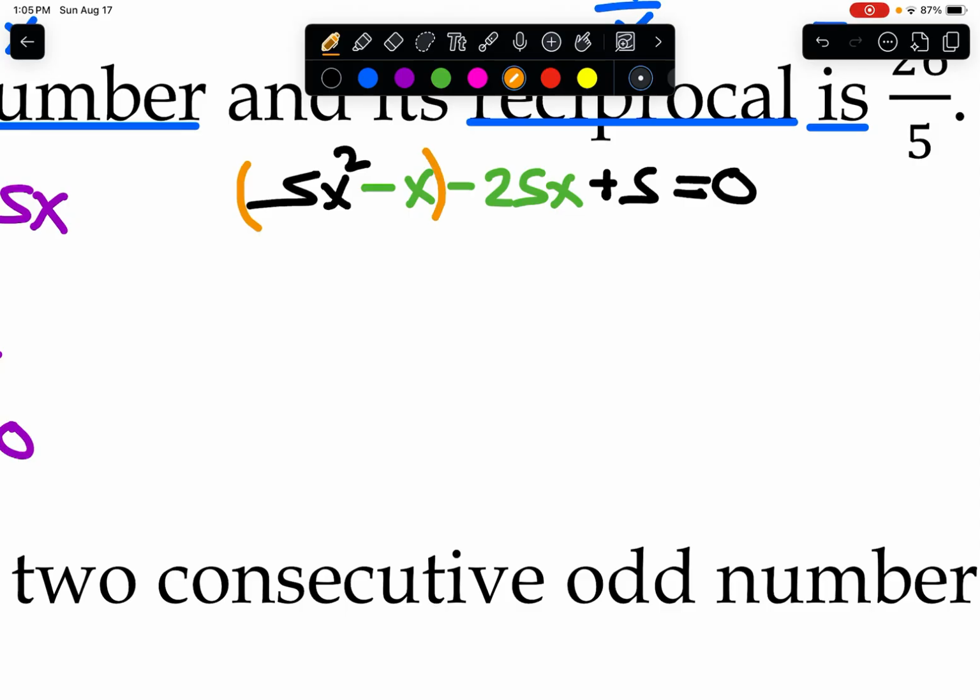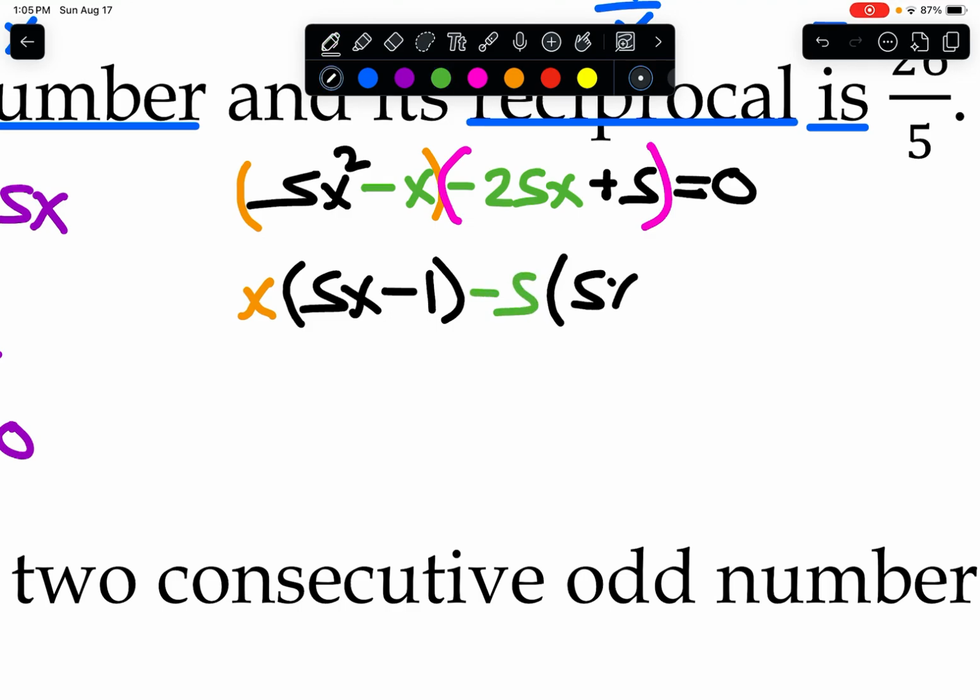I'm going to go ahead and do my grouping, in the first group and the second group. In the first group, I can take out an x, which leaves me with 5x minus 1. In the second group, I can take out a negative 5, which is going to leave me with 5x minus 1.